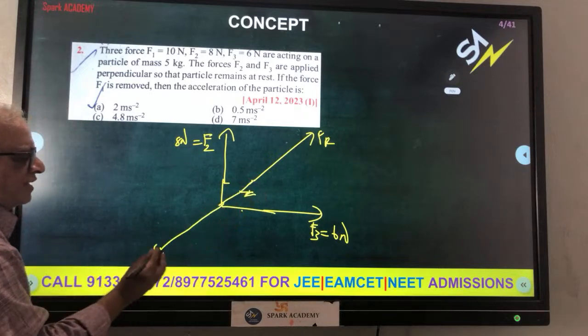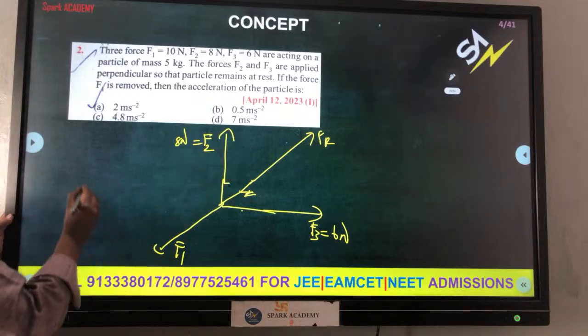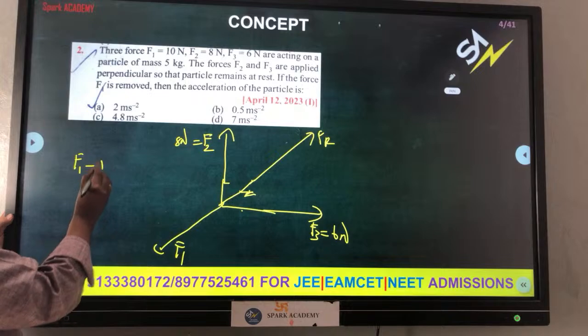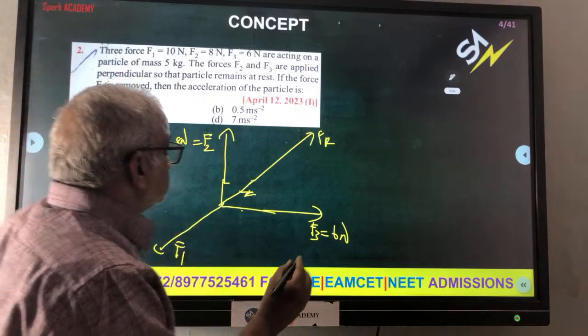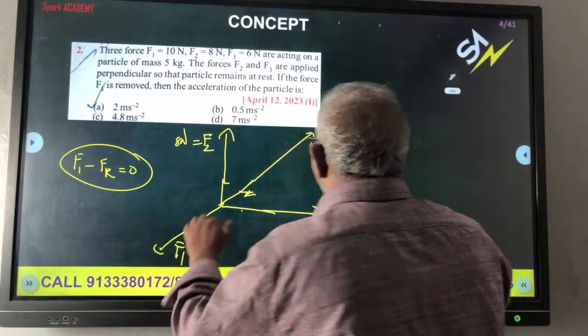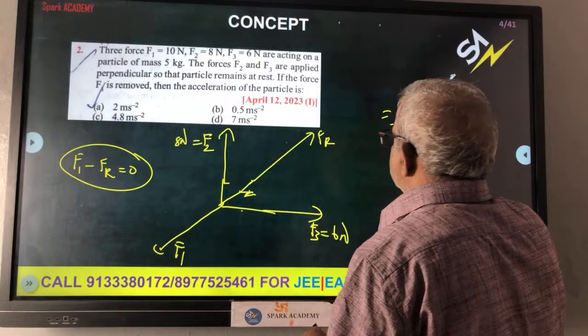The force is acting like this. F1 acts like this. F1 is opposite to Fr. Then F1 minus Fr will be 0 and the body will be in equilibrium. That is only for the data here. But suppose F1 is removed.